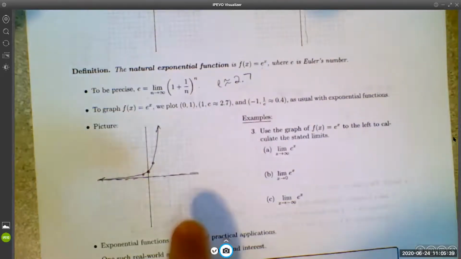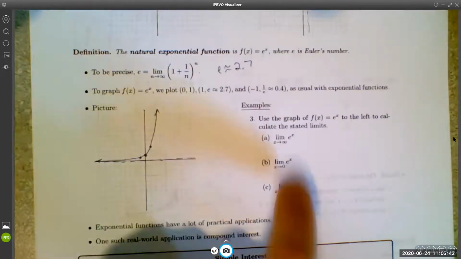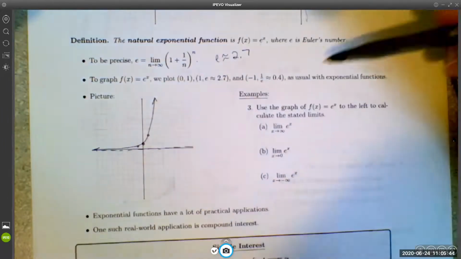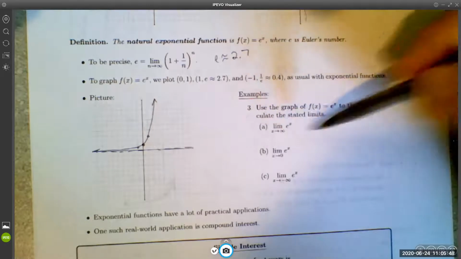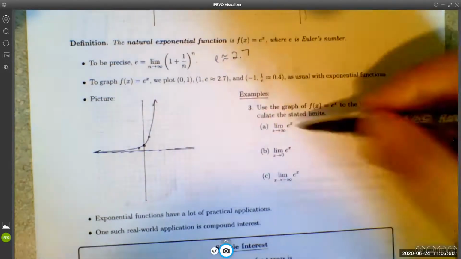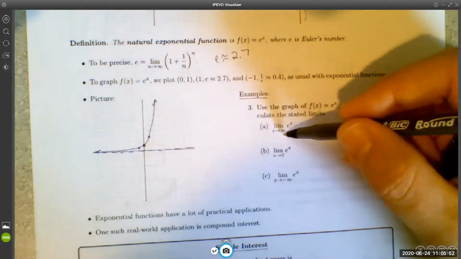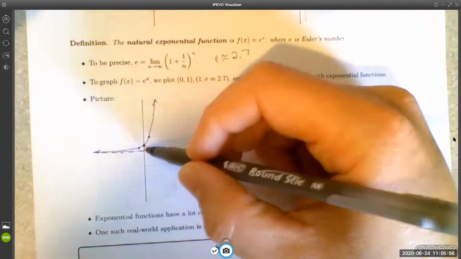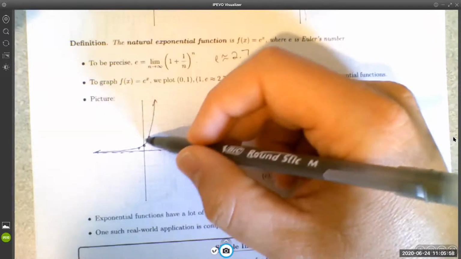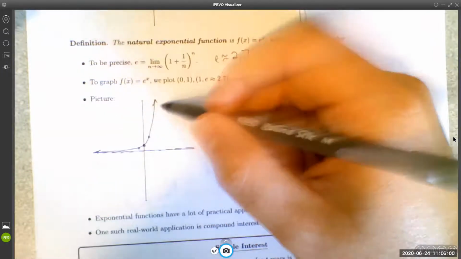Okay, now based on the way that thing looks, we can calculate some limits. So let's calculate the limit as x approaches infinity of e to the x. As x approaches infinity, in other words, as x gets really, really large, what's happening to e to the x? As x gets really, really large, e to the x is shooting off to infinity, right?